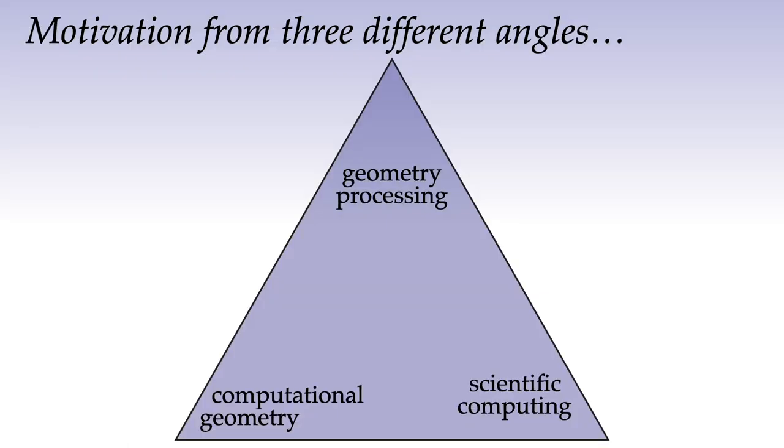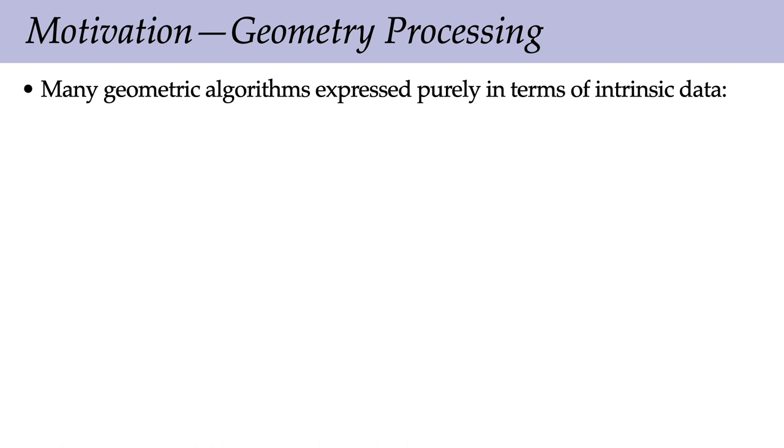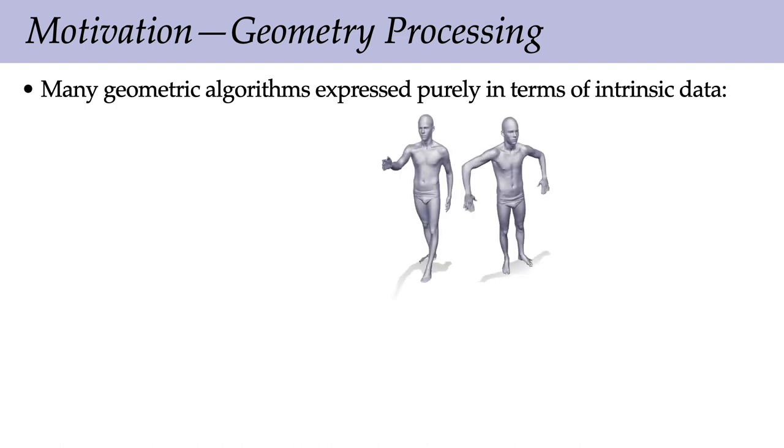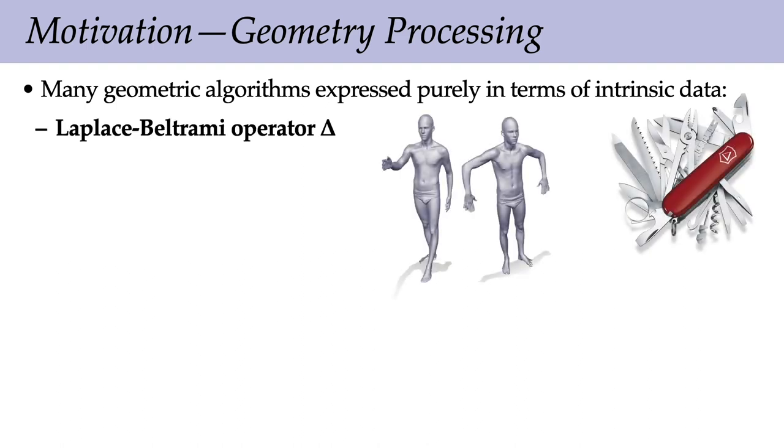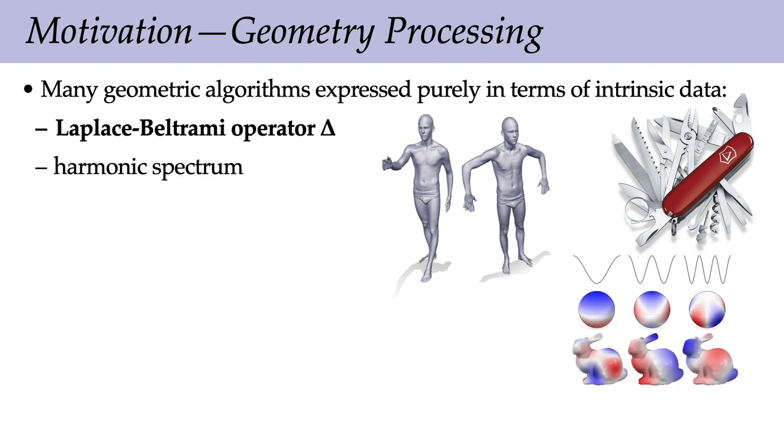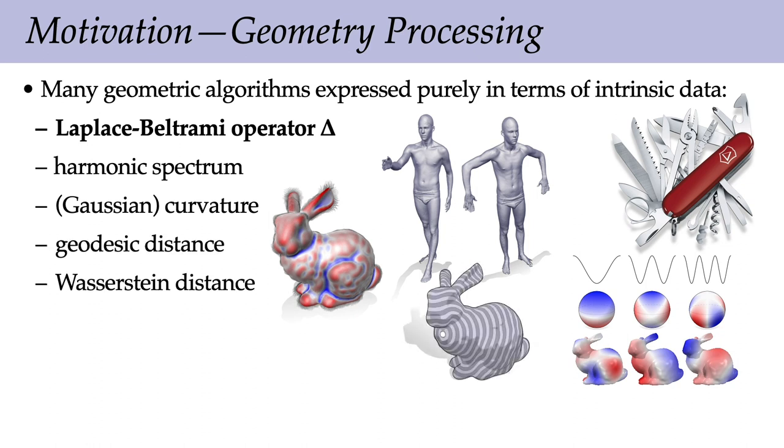The final angle, and the one we'll probably focus most on in this talk, is digital geometry processing. One observation we can make is that many algorithms for shape analysis and shape processing are expressed from the very beginning purely in terms of intrinsic data. For instance, we often care only about shapes up to isometry, and very often algorithms are built on top of something called the Laplace-Beltrami operator, which, much like the FFT in classical signal processing, is sort of a Swiss Army knife of geometry processing. Likewise, other quantities we care about, the harmonic spectrum, the Gaussian curvature, geodesic distances, and so forth, are all intrinsic quantities that a lot of algorithms are built on top of.